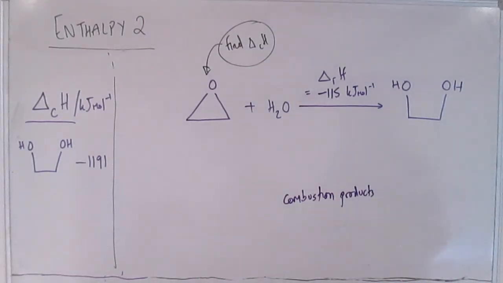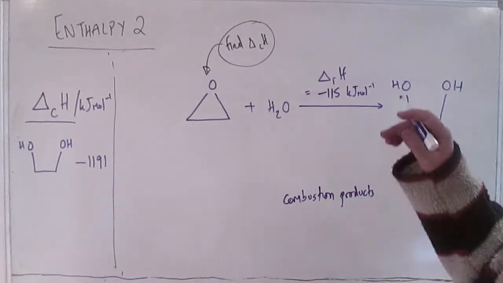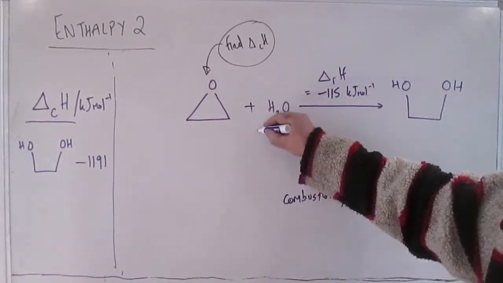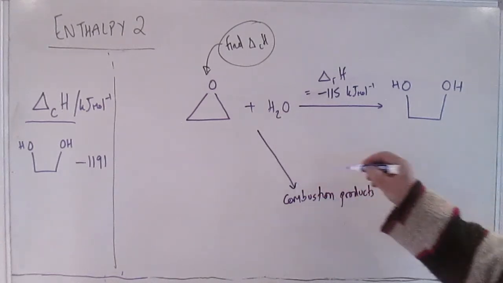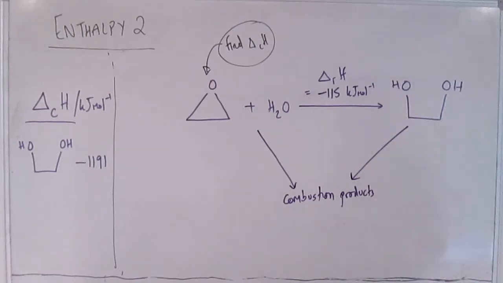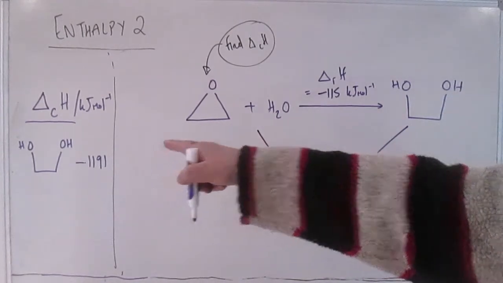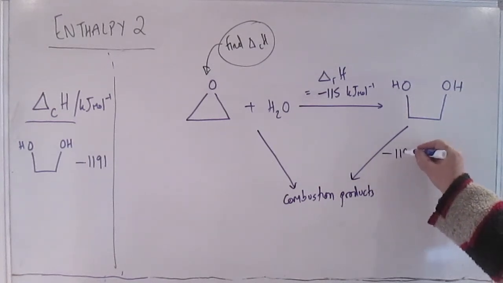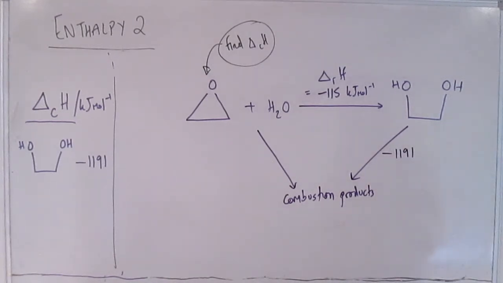And you put the data on. So combustion means you take these compounds and you burn them and they turn into the combustion products. So the arrows go that way. And this one on the right, that's easy because it tells us that when you burn 1 mole of that, which is what we've got, that's minus 1191. But the left-hand side is trickier.